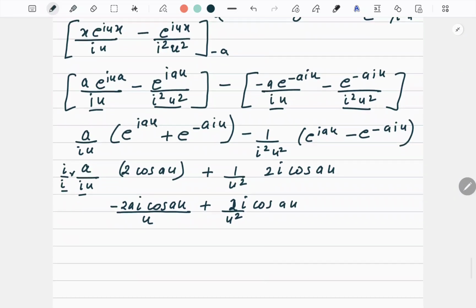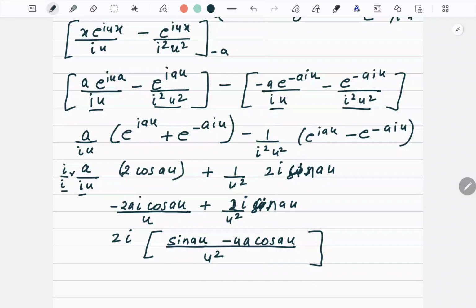Right? So now both terms are cos. No, one should be sine. This should be sine. Right? So what can I take common here? I can take 2i common. So I am left with sine au minus a cos au and u here upon u square. Correct? So this is my answer.